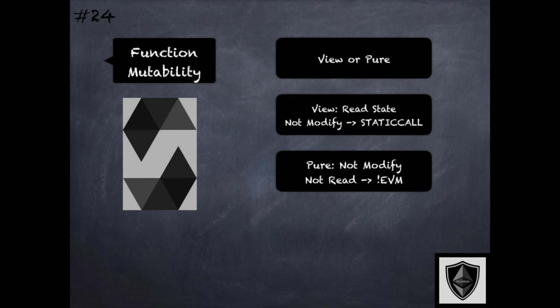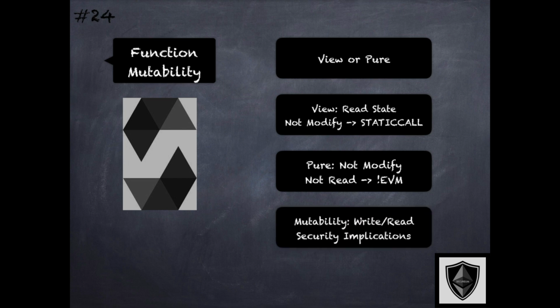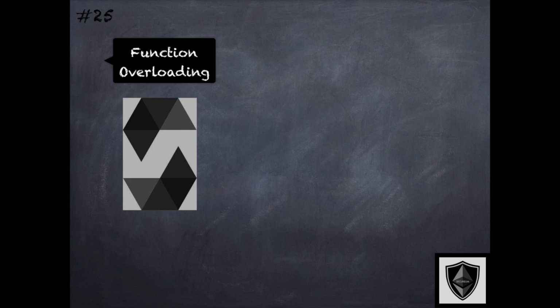Reading from state variables is the obvious one, but also accessing the balance of contracts, accessing members of block, transaction, or message that we talked about in the context of EVM, calling other functions not marked pure, using inline assembly that contain certain opcodes are also considered as reading from the state of the contract. So the read-write mutability aspect of functions, again, has security implications, as you can imagine.